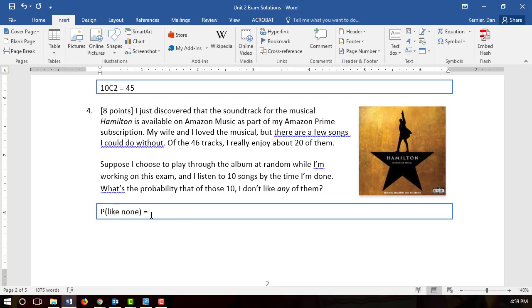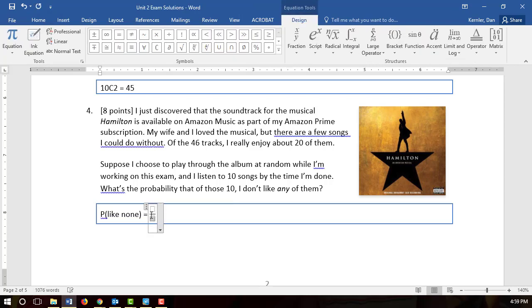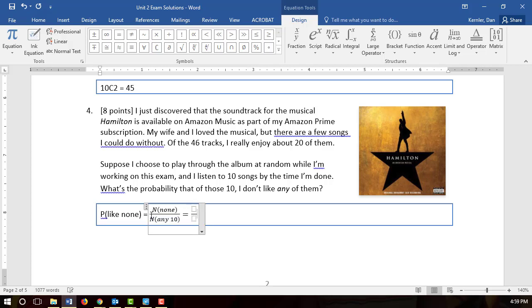Well, that would be, if we think of a fraction here, I'm going to do an equation. So it's the number of ways to like none over the number of ways to pick any 10, right? It's a probability. What's the probability that we won't like any of them? And so that numerator, how many ways can we like none of them? Well, from the 26 songs that we don't like, I want to choose 10 of them. I don't care about the order. I want to just pick 10. And then the probability of getting any 10 would be from the whole 46 in the album, I want to choose 10.